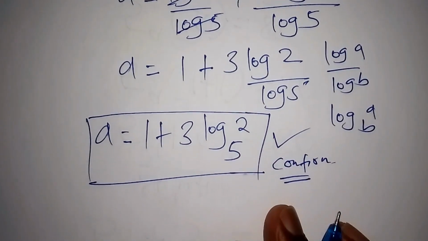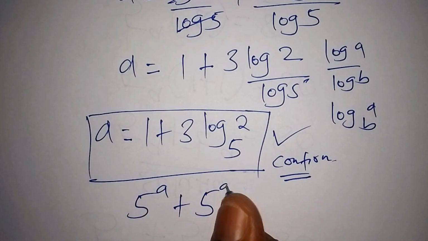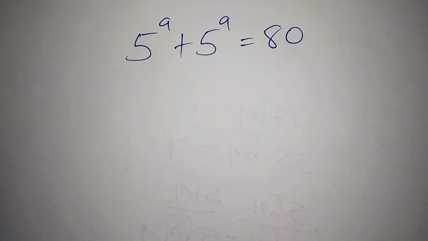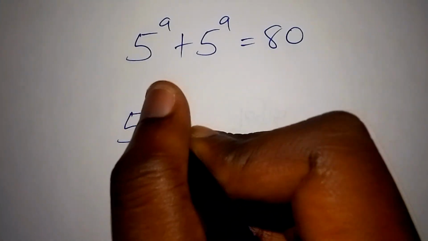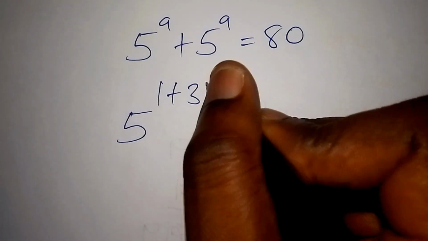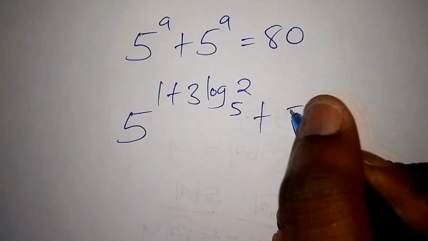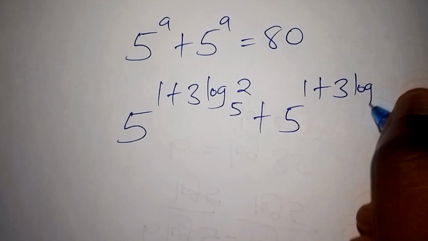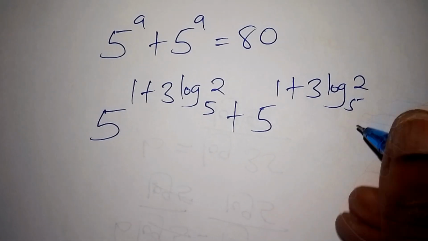So we had 5 to the power of a, add 5 to the power of a, is equal to 80. So where there is a, we shall substitute the answer that we got. So we shall have 5 to the power of 1 plus 3 log of 2 to the base of 5, then also add 5 to the power of 1 plus 3 log of 2 to the base of 5. Then this shall be equal to 80.